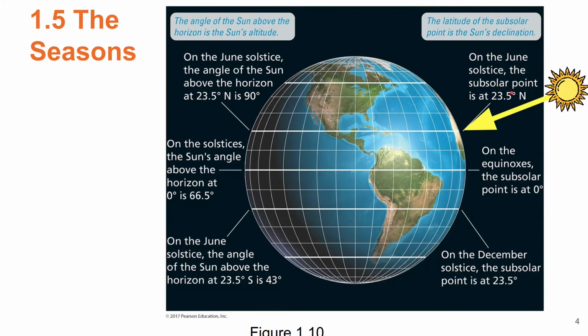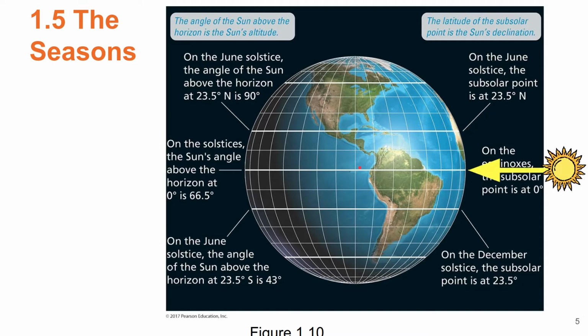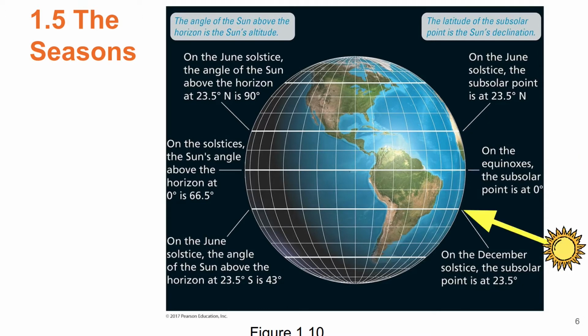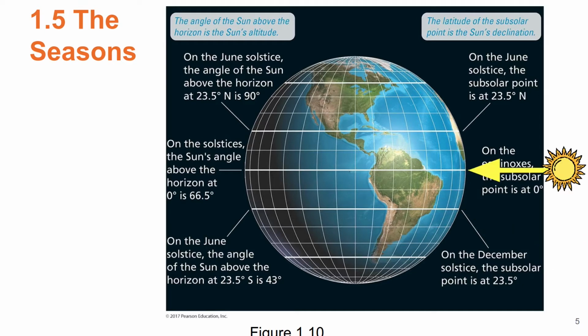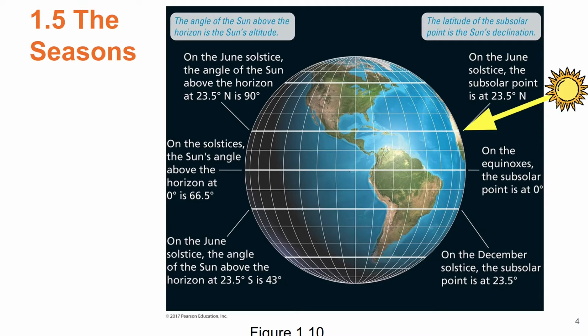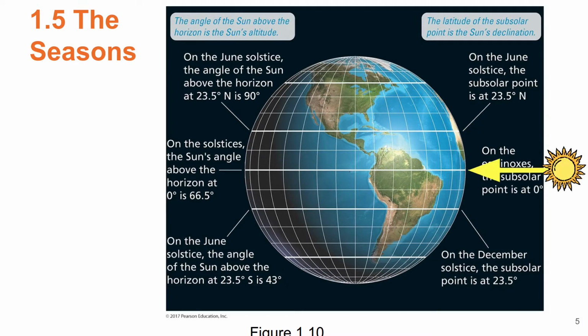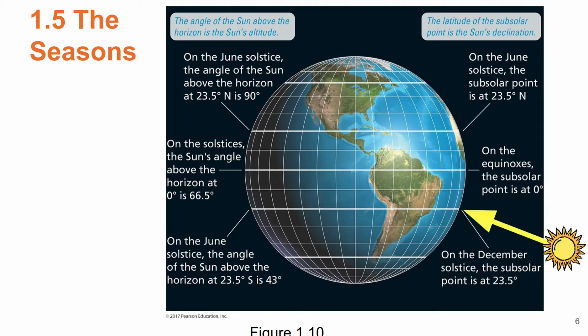But if we were just hovering over the equator for a year, you'd see that the position of the sun moves from 23.5 north to the equator to 23.5 south. So that's 47 degrees. Going from 23.5 south to the equator is 23.5. Going from the equator to 23.5 north is 23.5. So 47 degrees of movement of the subsolar point over the course of a year.